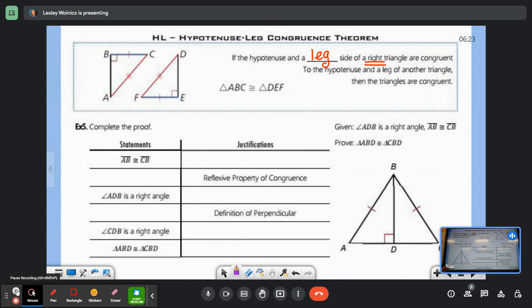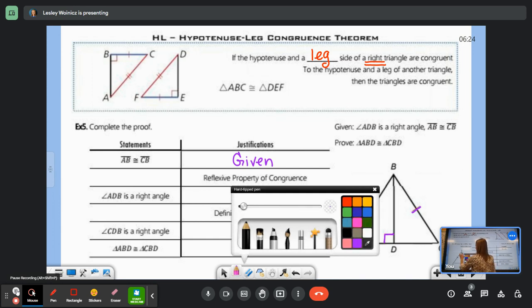All right, so we have to prove that triangle ABD is congruent to triangle CBD. They're telling us that angle ADB is a right angle, and that AB is congruent to CB. Got it. AB congruent to CB, that was just given to us. Okay, and now it's talking about the reflexive property of congruence. So that must be this side that they share.